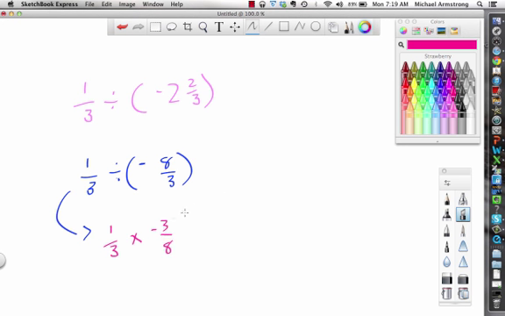Now the neat thing here is that we can use the simplify before you multiply rule. I know that 3 over 3 is the same as 1 over 1. 3/3 is the same as 1. So I can simplify, cross cancel or whatever you want to call it, simplify before I multiply. That rhymes and I like it. So this becomes a 1 and this becomes a 1. And then you just have 1 times 1 is 1, 1 times 8 is 8. And you just have to remember that you have to keep that negative sign because you have a positive times a negative, so your answer is still going to be negative. It's negative 1/8.